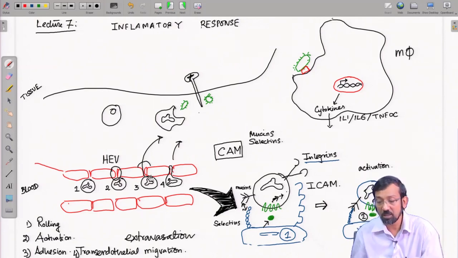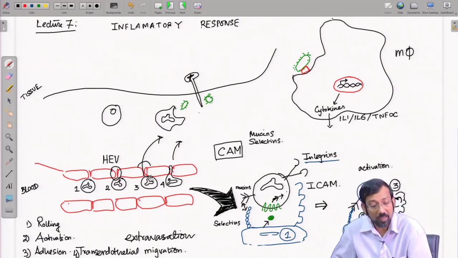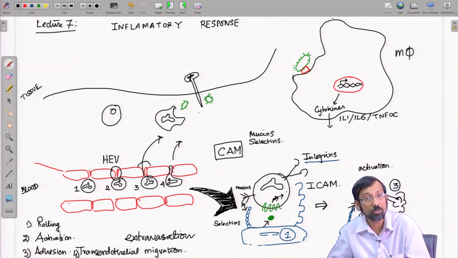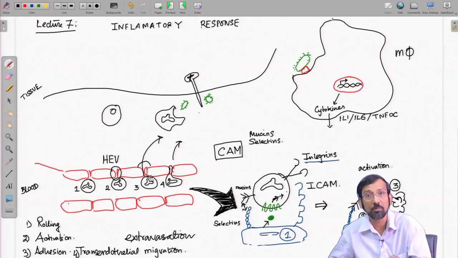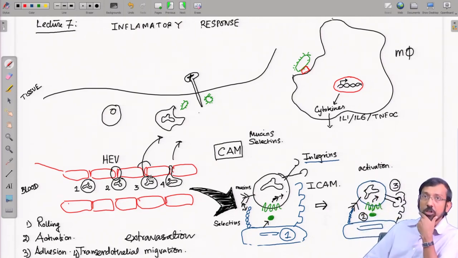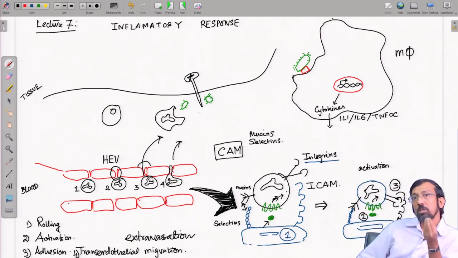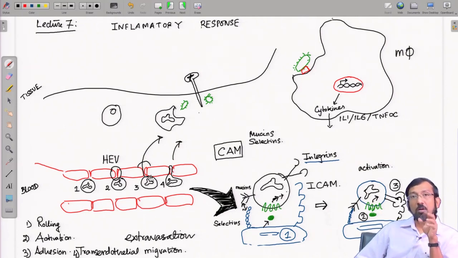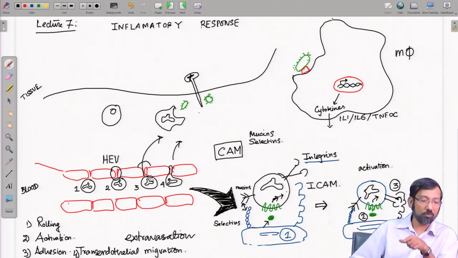So, this is step 3, and then the high endothelial venules are opened up, and then there is transendothelial migration. That means now these cells can quickly move out of the bloodstream and go to the tissue. Now, as soon as it goes out of the bloodstream, that is fine. Now, how does it reach the site of action? It has to go to the site of action also.